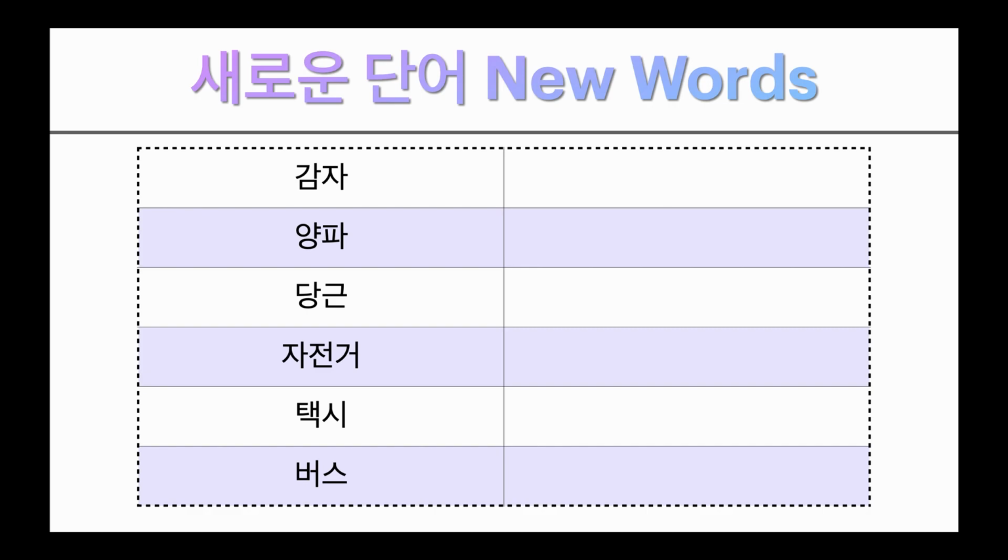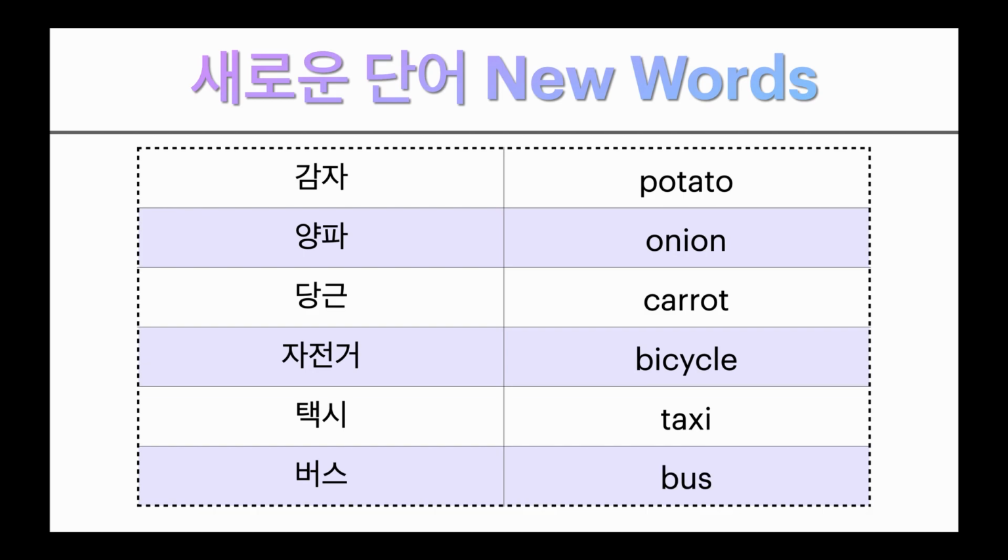Alright, finally, let's go ahead and get into some 새로운 단어, some new words. Starting with 감자. 감자 is potato. 양파 is onion. 당근 is carrot. 자전거 is bicycle. 택시 is taxi. And 버스. 버스 is bus.